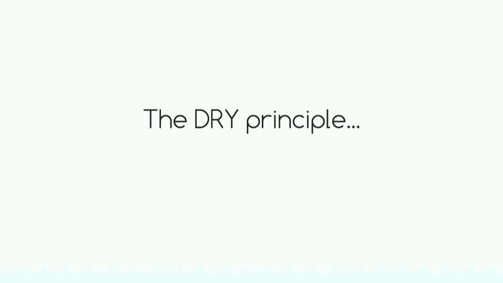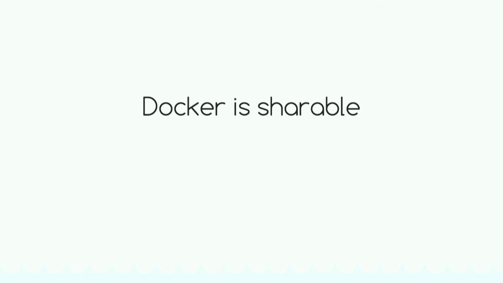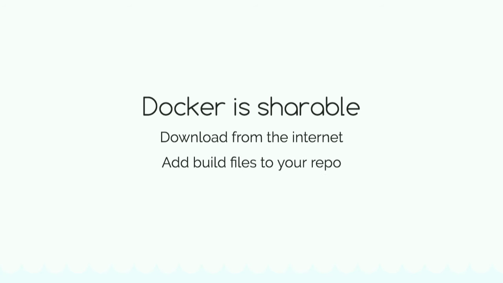You might have heard of the DRY principle: do not repeat yourself. It should apply to servers too. We shouldn't have to repeat ourselves when we build a development stack for our projects. Docker is shareable. Everything you can build from Docker is downloaded from the internet, and you can add the build files to your repository. They're just text files. They're not huge blobs, not huge disk images, not ISOs. They're just a few text files that are a few K in size.